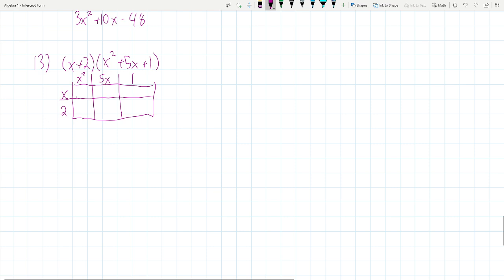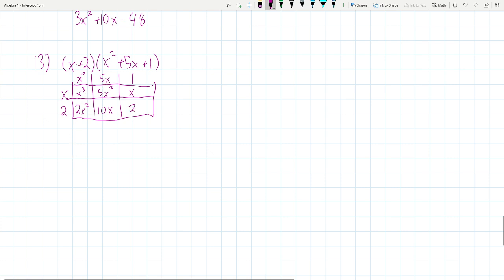So x times x squared is x to the third. X times 5x is 5x squared. X times 1 is x. Now I do 2. 2 and x squared is 2x squared. 2 and 5x is 10x. 2 and 1 is 2.